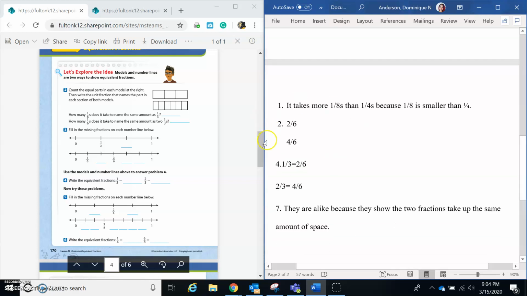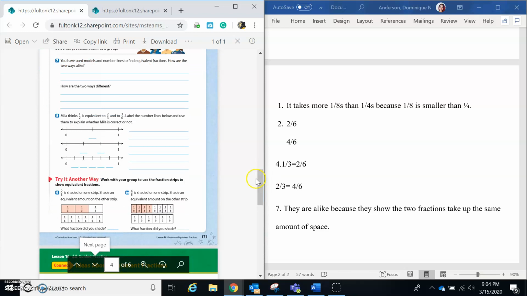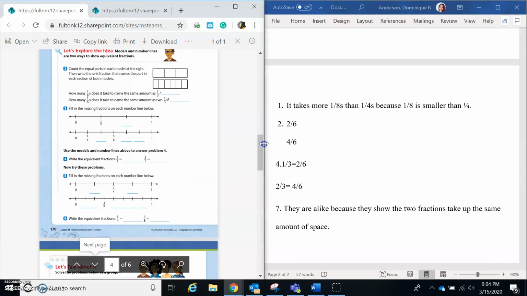That was part A. And the second part is, how are they different? Oh, I'm sorry, it says what two ways? It's always good to go back. So what two ways are they alike? So they show they take up the same amount of space. And what else do you notice? They also show, complete sentence, they also show the equal parts of the whole.